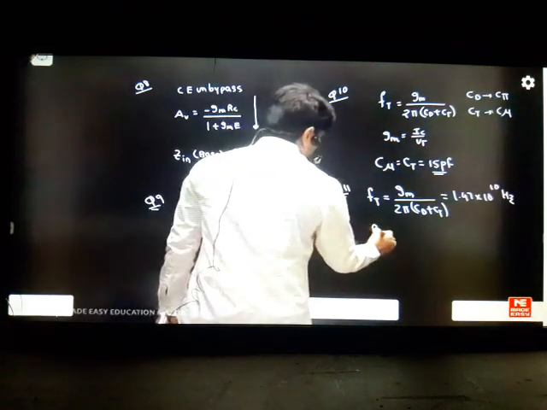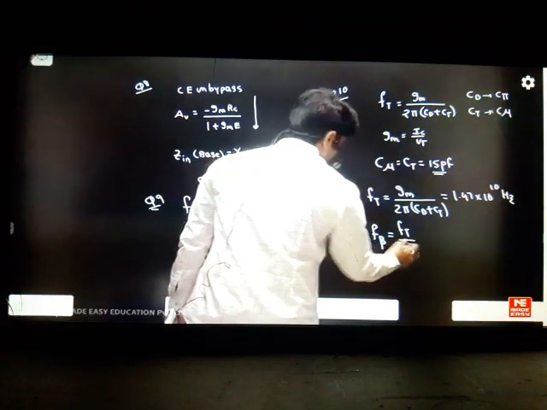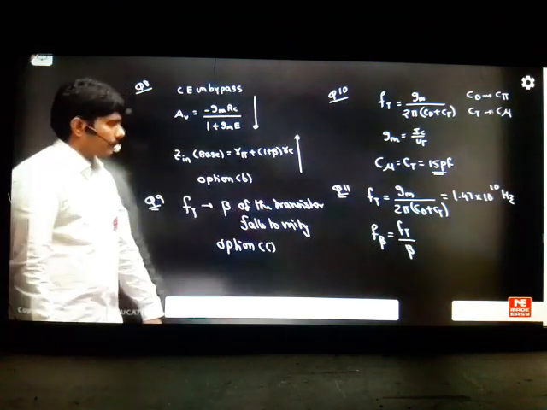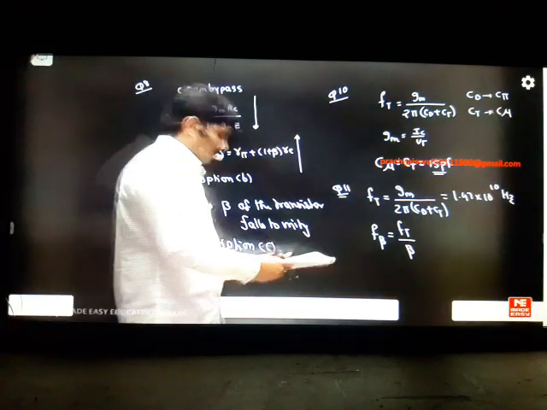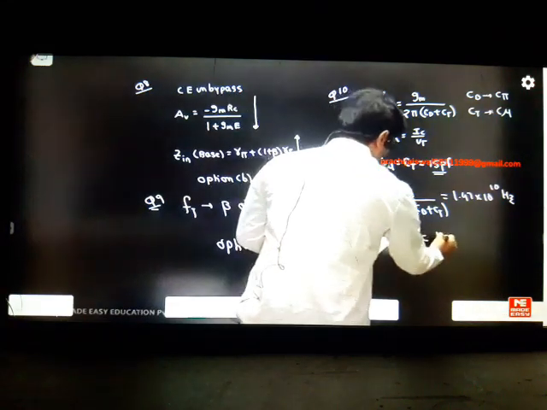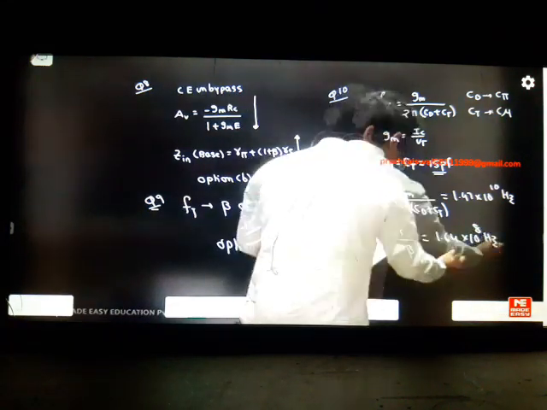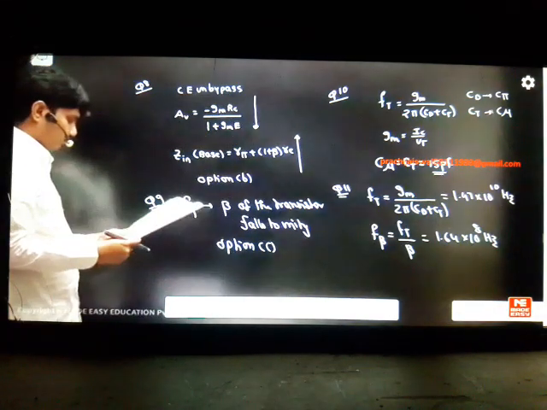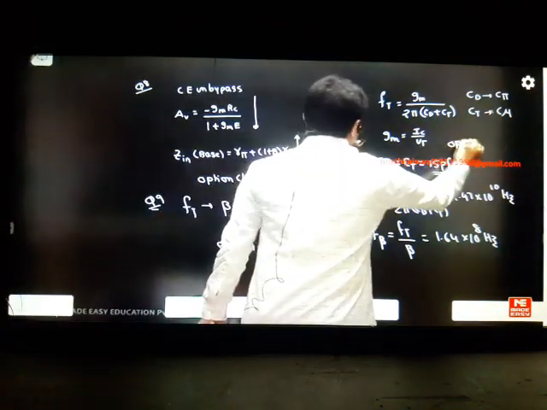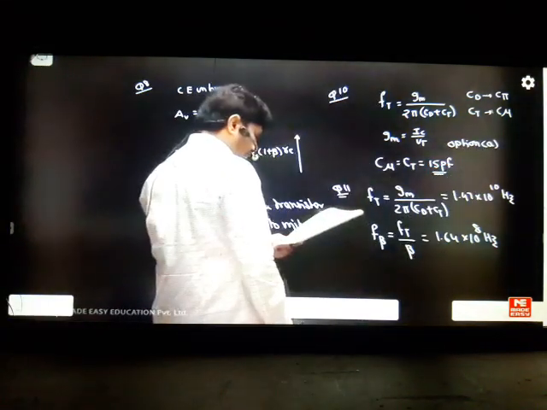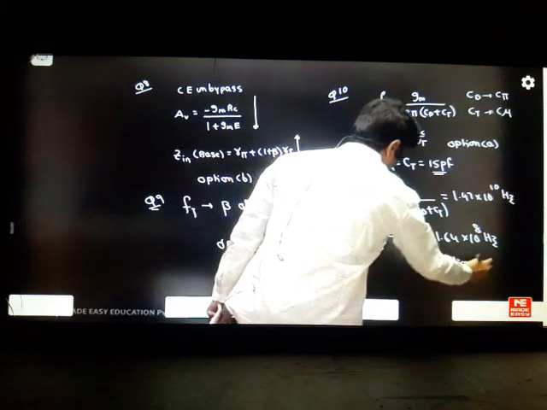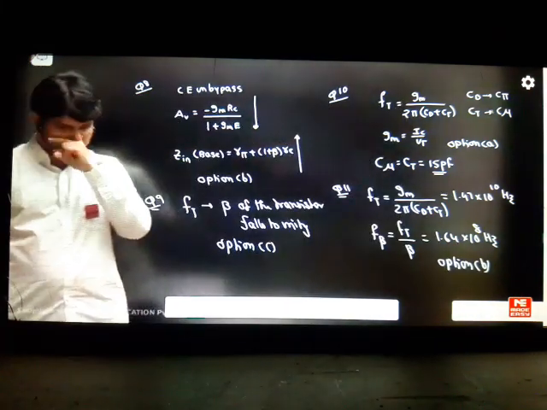If you want F beta, you can write FT by beta, because beta into F beta will be FT. So for F beta, you have to write FT by beta. This answer will be coming around 1.64 into 10 power 8 Hz. So these are the options you can take. For the 10th question, option is A. For the 11th question, option is B.